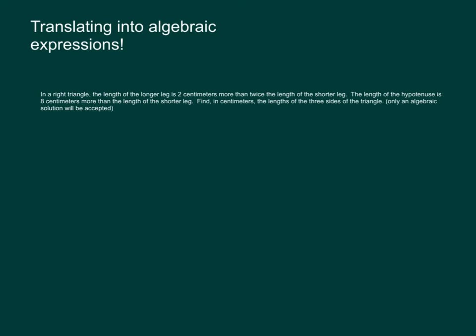It is really important that you should be able to do a word problem and read and translate into algebraic expressions. So let's look at this example. We have a right triangle. We know the length of the longer leg is 2 centimeters more than twice the length of the shorter leg. The hypotenuse is 8 centimeters more than the length of the shorter leg. So notice each of these legs and the hypotenuse are given in terms of the shorter leg.